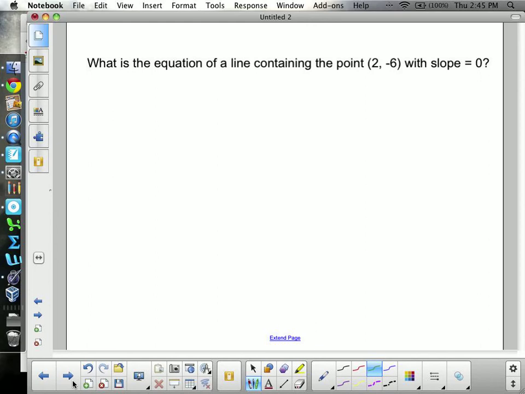Slope of 0 is a slope, which means I could use the formula if I want to, but I don't have to. A slope of 0 is always a y equals equation. It's normal, because slope of 0 is a perfectly good measurement. Y equals what? -6. What if instead I had said the same thing, but slope undefined?